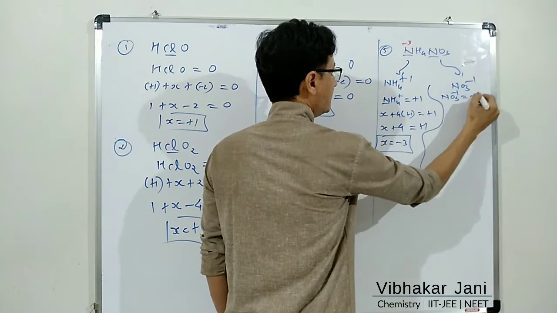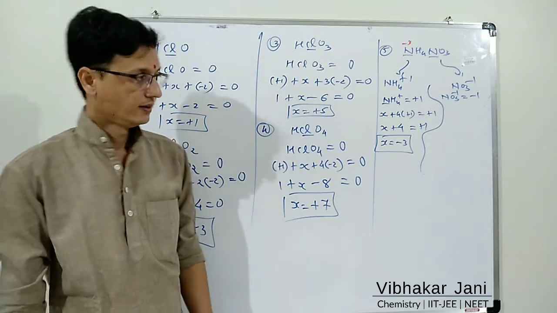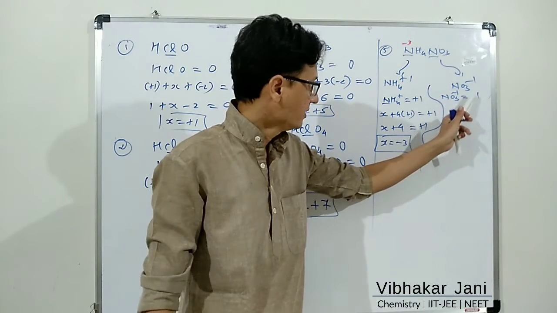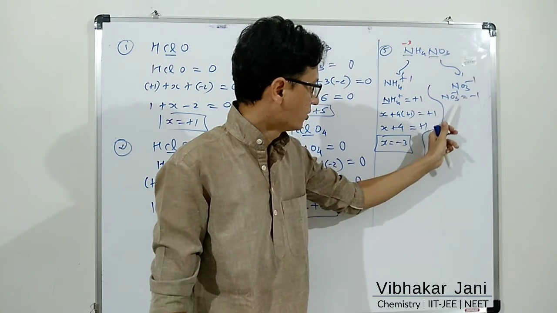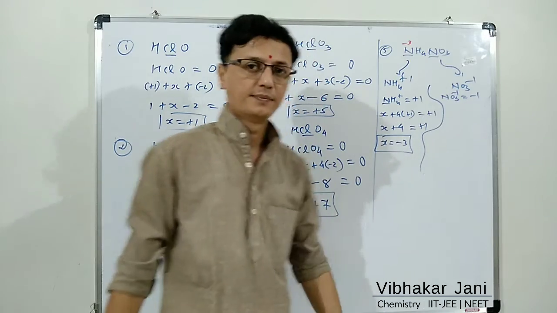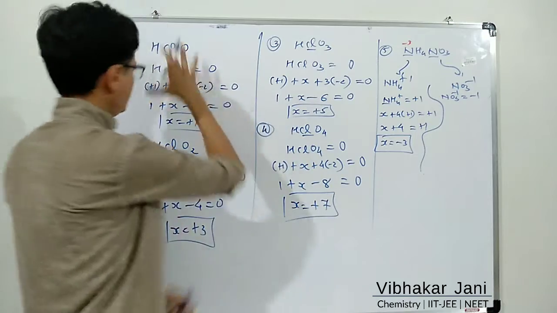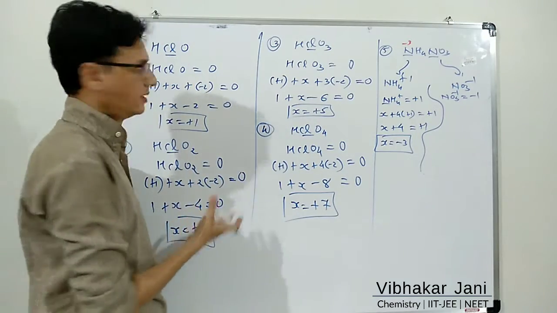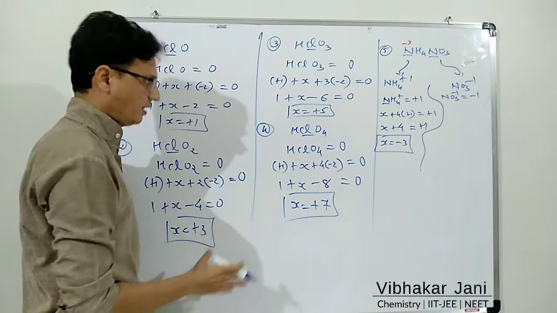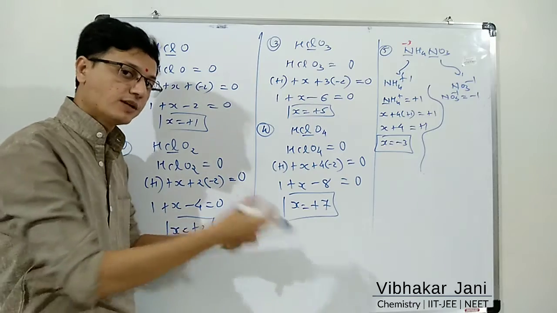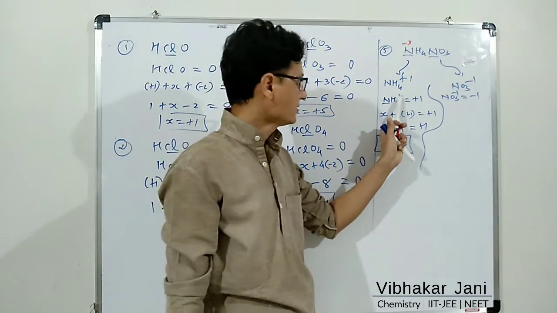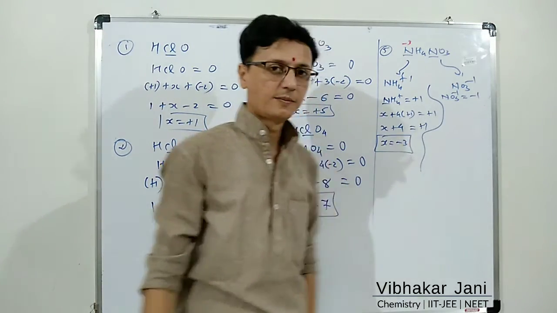NO3 -1 is equal to -1. Here we have to write the charge which is situated on the species after the equal to sign. Here we put 0. Why? Because these are neutral species. There is no charge on these species. Therefore, we have written 0 after equal to. But here charge is given. Therefore, we have written the charge.